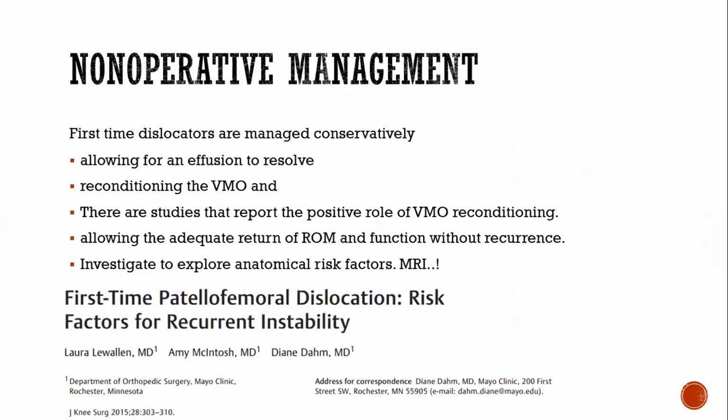The main treatment is conservative, especially in the first-time dislocators, except in the cases where the patient is having loose bodies. Managing conservatively will allow the effusion to resolve and recondition the vastus medialis obliquus. Various studies have reported a positive role in VMO reconditioning, which allows adequate return in range of motion and function without recurrence. Investigating to explore further anatomical risk factors, as discussed in the previous class, is also essential, and MRI is the investigation of choice.